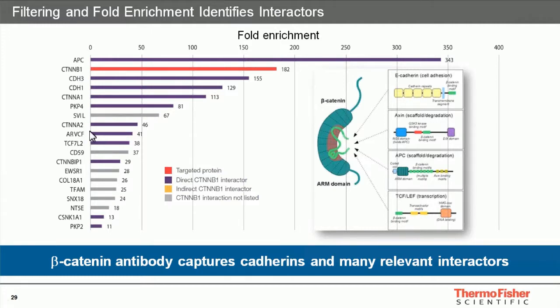As you can see here, we see about 10 different interacting proteins that bind to CTNNB1, and for APC, we see much higher fold enrichment because APC has multiple binding sites for beta-catenin. There are about 12 binding sites of beta-catenin on APC. We were able to see cadherin, APC, TCF. The only target we didn't see, which is listed here, is axin using this particular antibody. So the beta-catenin antibody captures cadherin and many relevant interactors that are known parts of the Wnt signaling pathway.